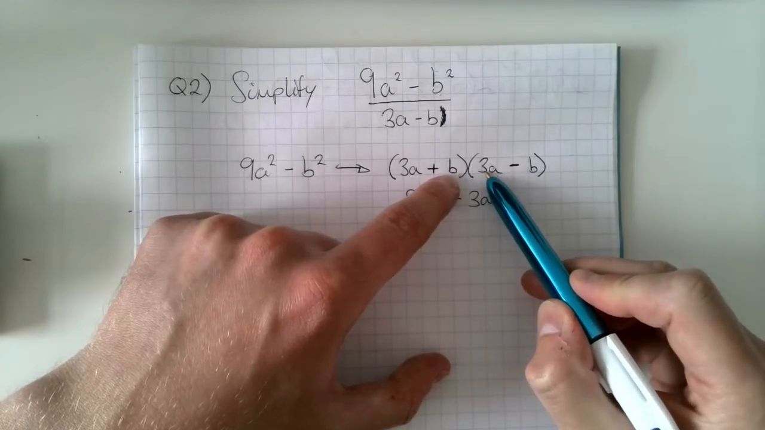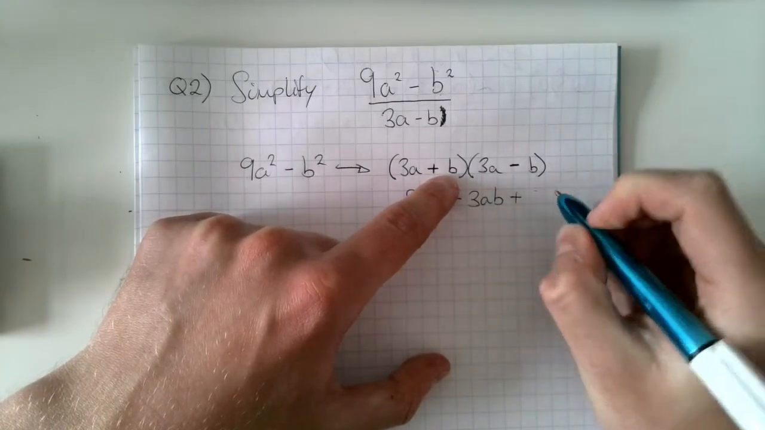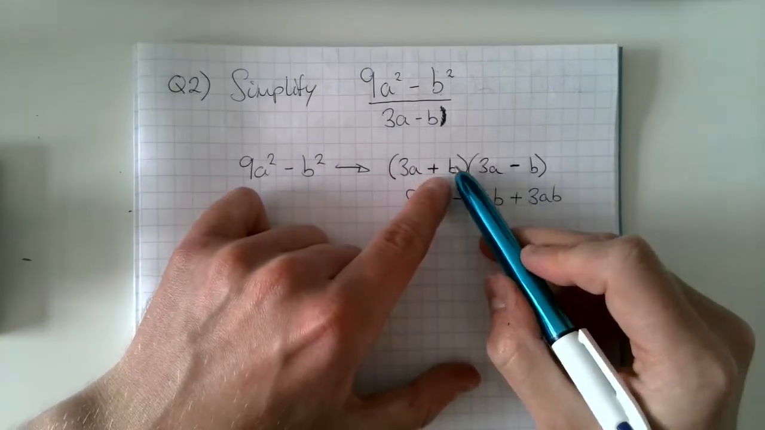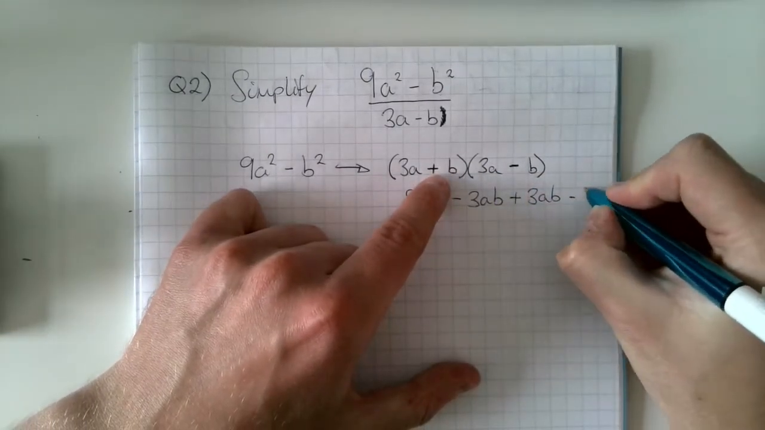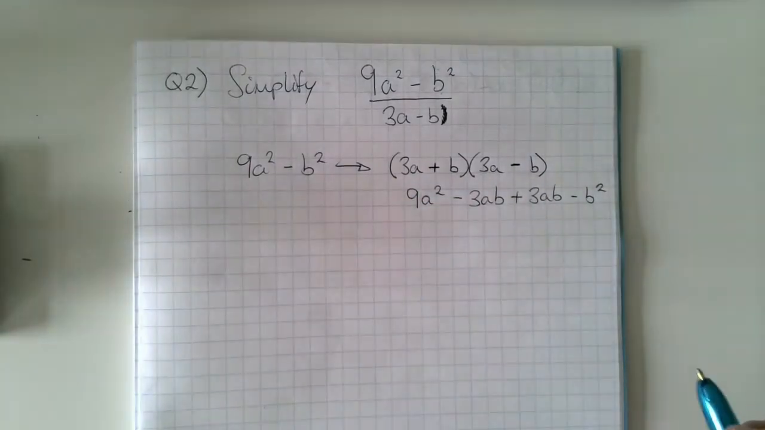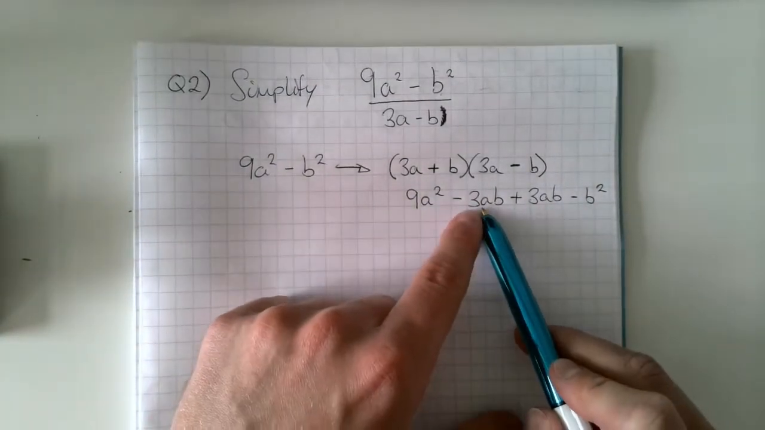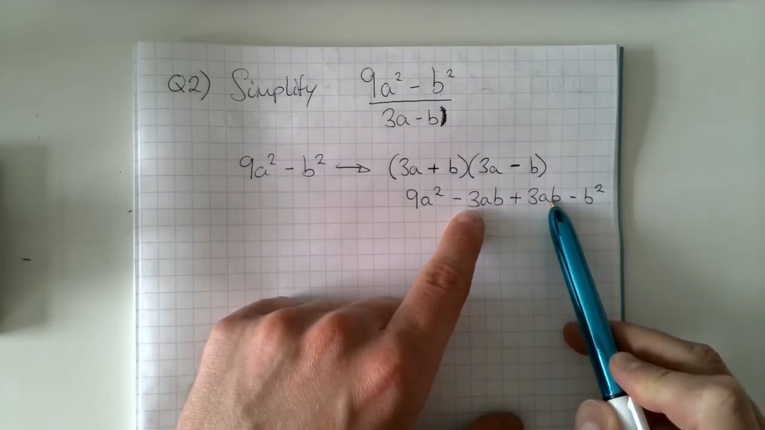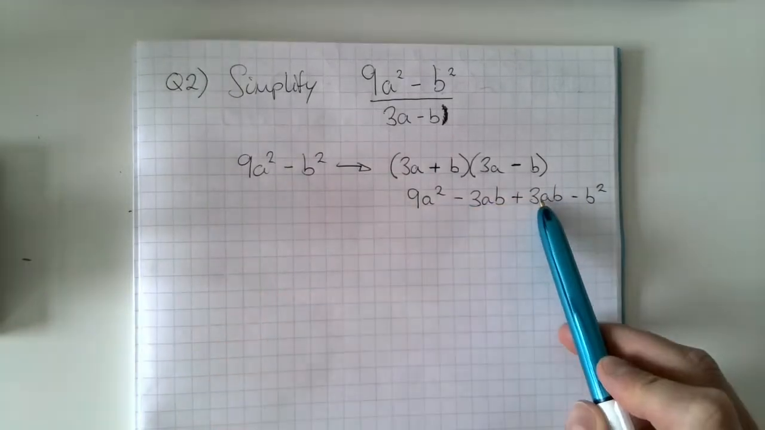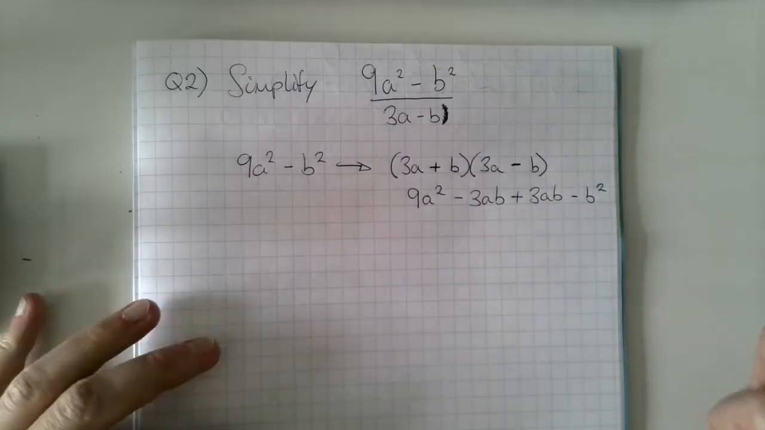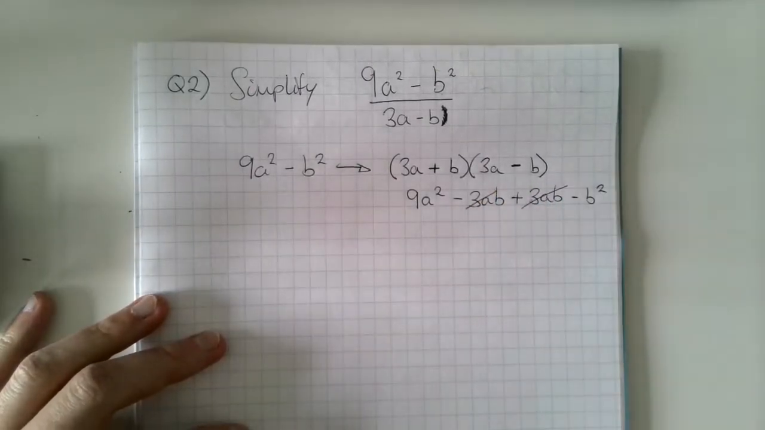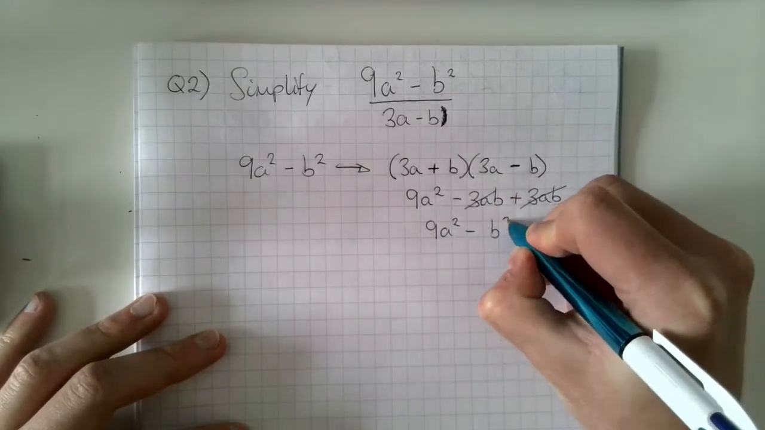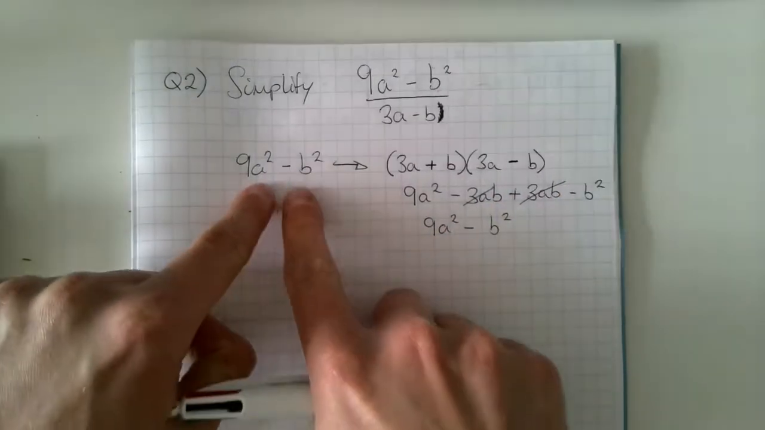b times 3a will be plus 3ab. And then I've got my plus b times minus b is minus b squared, which we just talked about. Now a little bit of cancelling. I've got minus 3ab plus 3ab. Or you might have done it the other way around, where you've got 3ab minus 3ab. So they're going to cancel there. So that leaves me with 9a squared minus b squared, which is what I wanted.